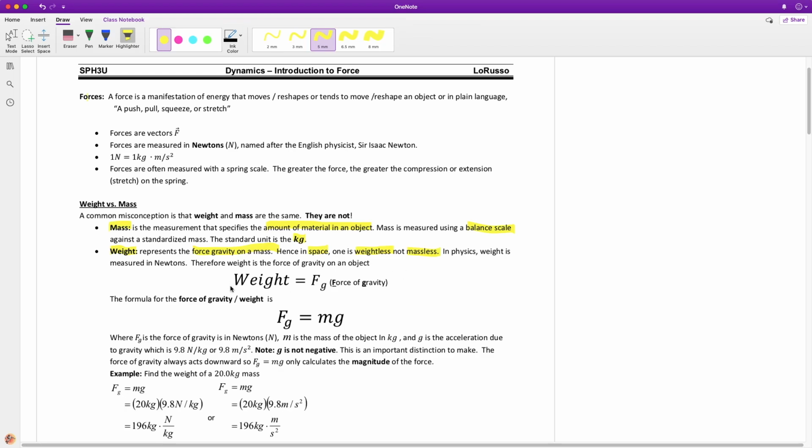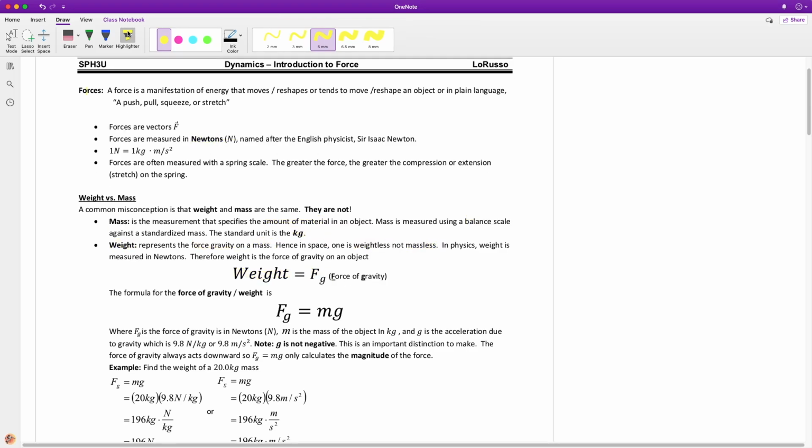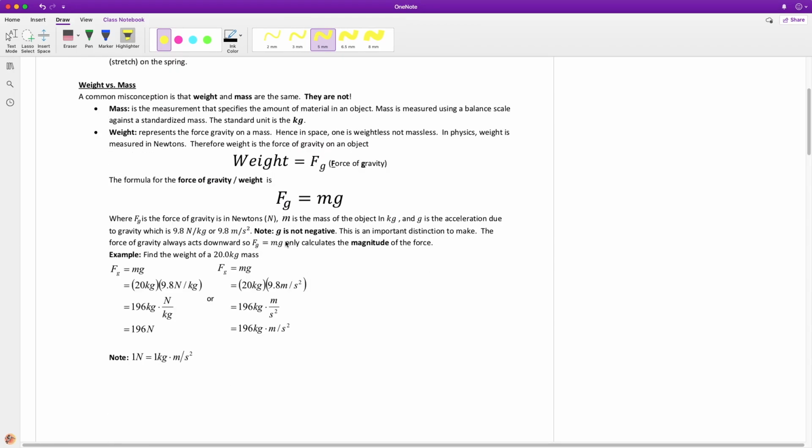So whenever we talk about weight in physics, we refer to weight as the force of gravity. So weight equals force of gravity, which means that whenever I ask you to answer how much something weighs, you don't measure it in kilograms, but you measure it in newtons. So to calculate weight, we have a formula, and the formula is as follows. Force of gravity is equal to the mass times the acceleration due to gravity, represented by little g.